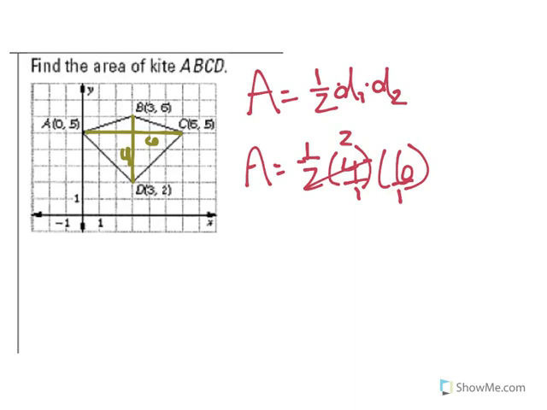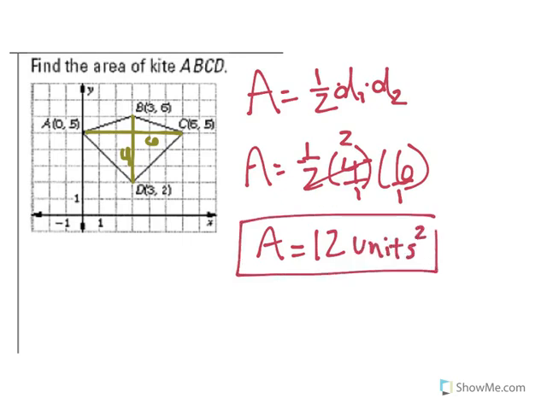I'm going to factor out a 2. If you want to throw it all in your calculator, fine, but if you get a decimal and I ask for a simplified answer, don't give me a decimal. 2 times 6 is going to be 12, so again, I don't have any other units, so I'm just going to say 12 units squared. All right, cool. One more.